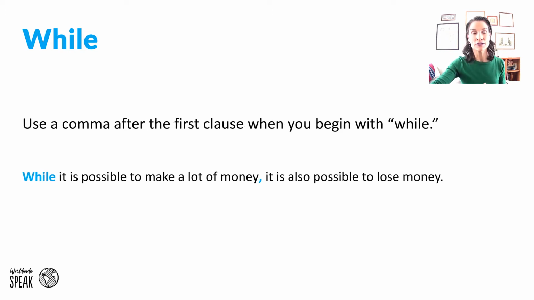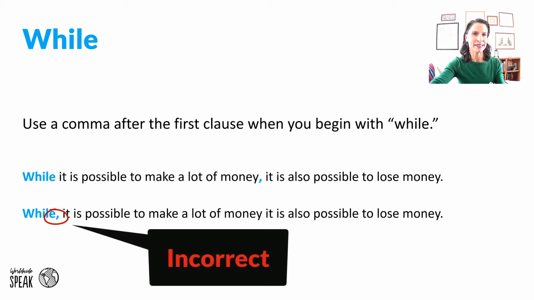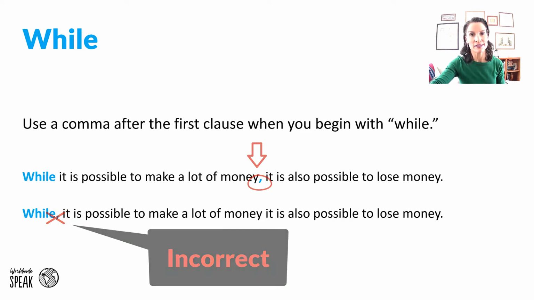And when you begin your sentence with while, you're going to use a comma at the end of the first clause. You will not use a comma after the word while. I see a lot of students do this and it's a mistake. So the comma does not go here after while, it goes at the end of the very first clause.